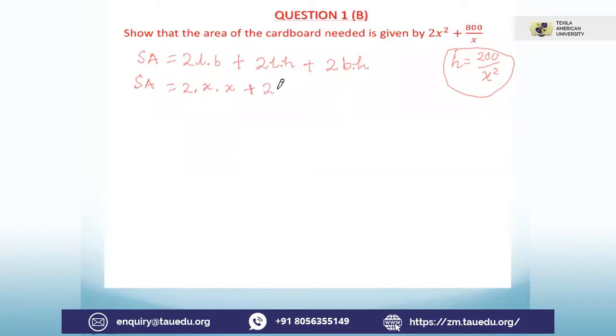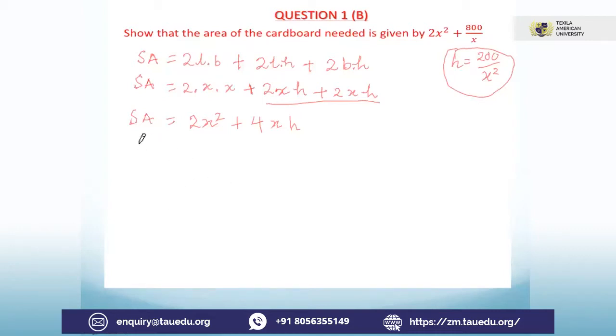Then here we have 2 times length, which is x, and then times h. Don't panic, something is going to happen. Then we have plus 2, and our breadth is x, and we still have h. Okay. Now, if you look at this part, 2xh plus 2xh, they are like terms. So we can add the coefficients. 2 plus 2 is 4. Now, I have SA is equal to 2x squared, then 2 plus 2 will give us 4, so I have 4, then x, and then h. So 2xh plus 2xh gives us 4xh.